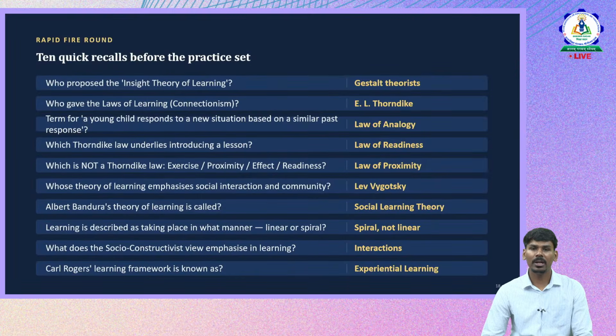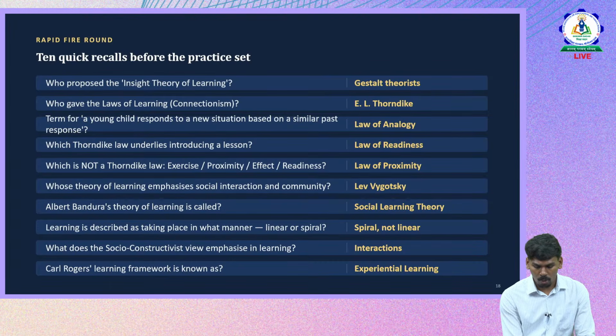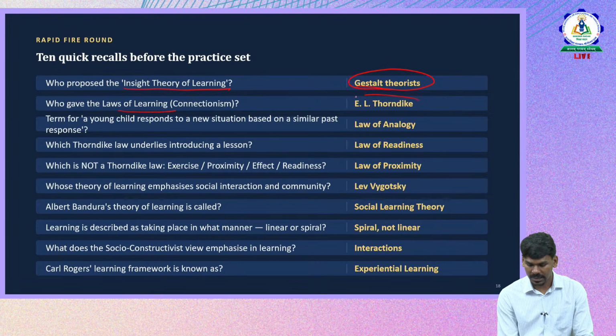So if we go to a quick recall of what we have discussed in the session, who proposed the insight theory of learning? It's a Gestalt theorist, please remember. Who gave the laws of learning? That was E.L. Thorndike, which we discussed in today's session. A young child responds in a new situation based on a similar past response. This is the law of analogy. Which Thorndike law underlies the introduction of a lesson? That is law of readiness. Which is not a Thorndike law: exercise, proximity, effect, readiness? It is proximity. Thorndike has not discussed the law of proximity.